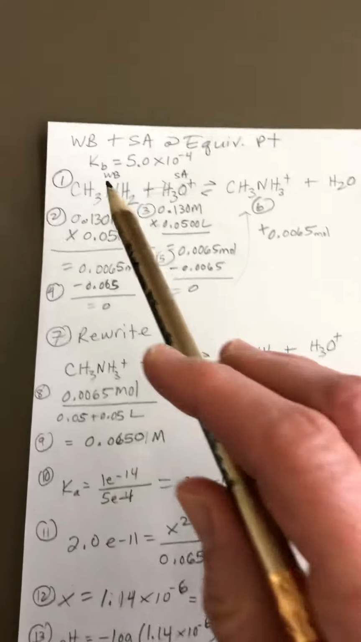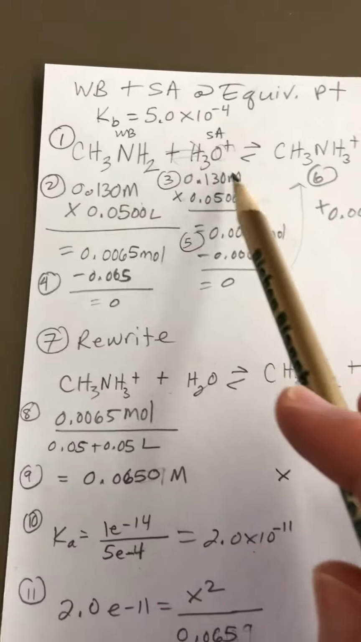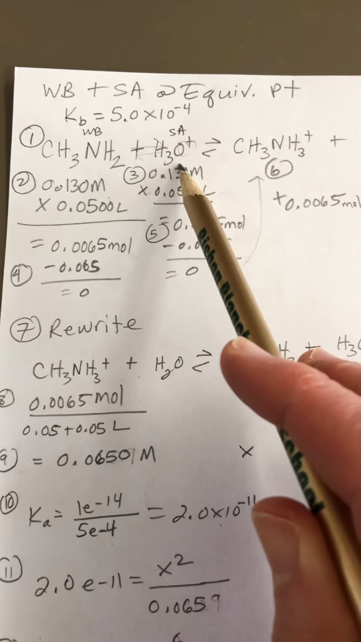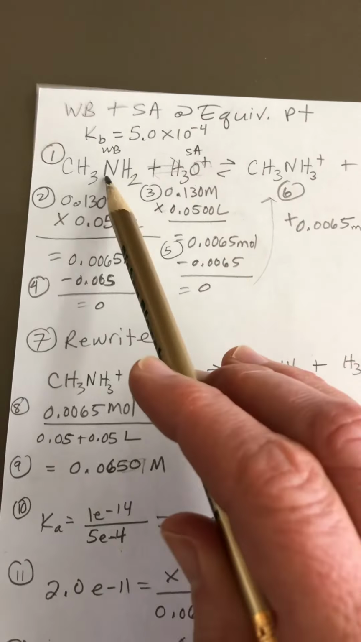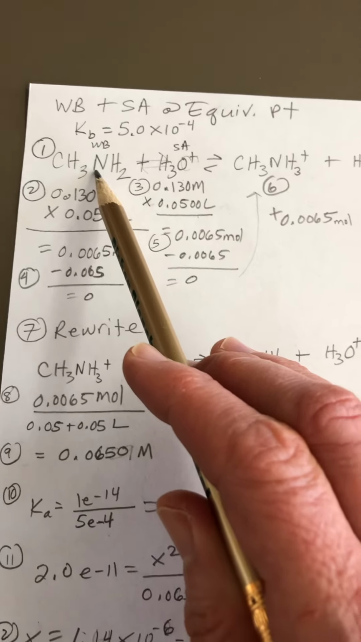We go back to the beginning and we have a weak base and a strong acid. It makes sense that the pH is below 7 or in the acidic range, because when we have a strong acid and a weak base titrated, the equivalence point is below 7.